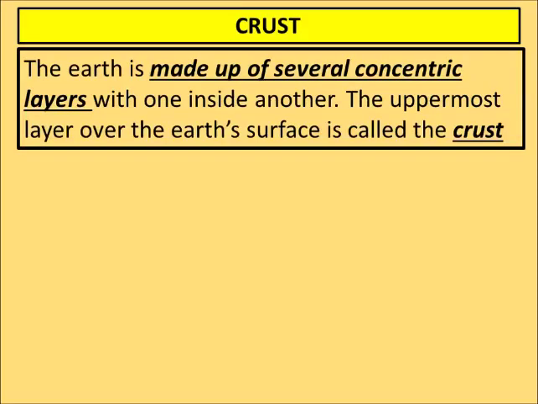First is crust. The earth is made up of several concentric layers with one inside another. The uppermost layer over the earth's surface is called the crust. What do you mean by layer? Have you seen an onion? There are a lot of layers in an onion. And have you seen a banana? Banana has only one layer. Similarly, orange also has only one layer, but cabbage has many layers.